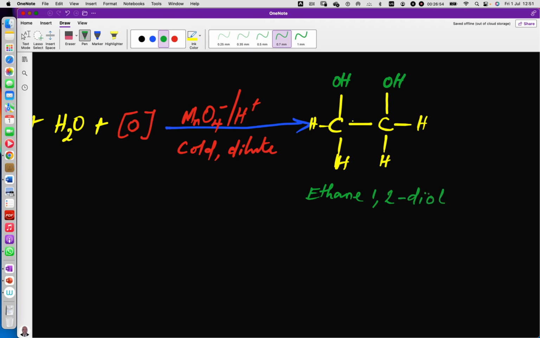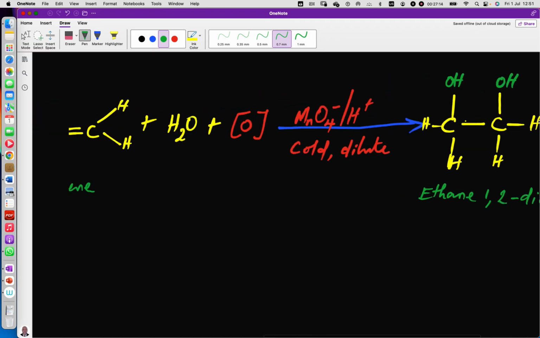It is a diol, ethane. This is carbon 1 and carbon 2. Ethane-1,2-diol. When there are two OH groups, we call it a diol. When there is one OH group, we call it an ol. Two OH groups, diol. So, ethane-1,2-diol.